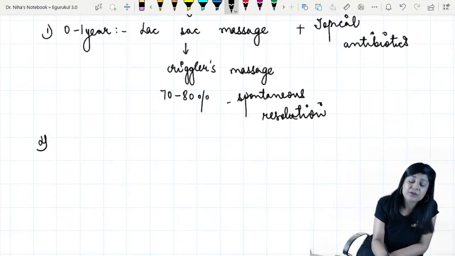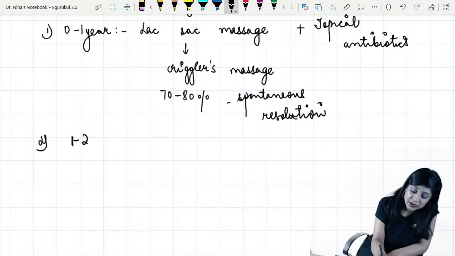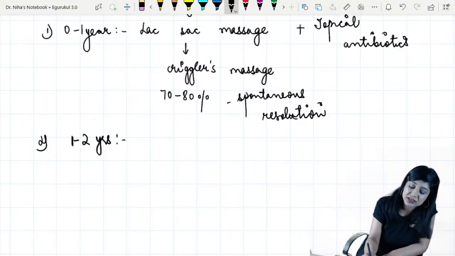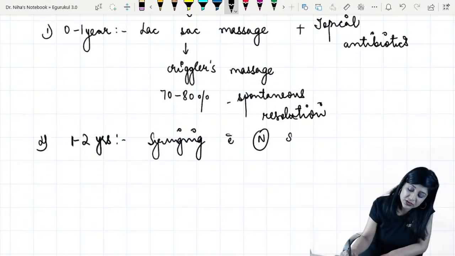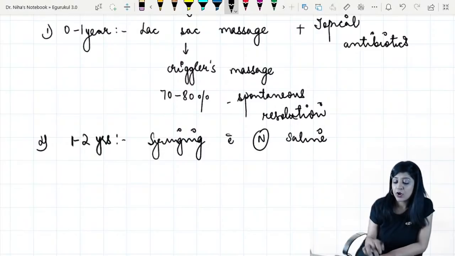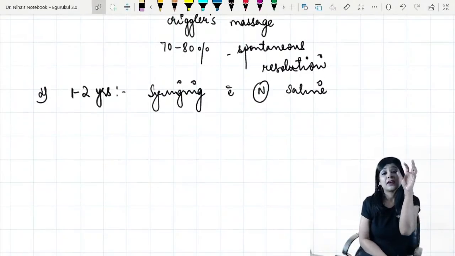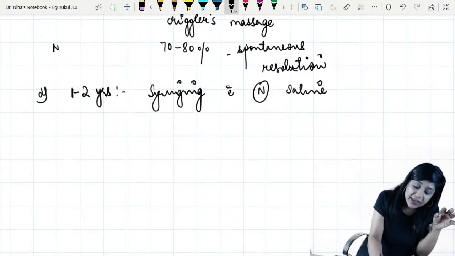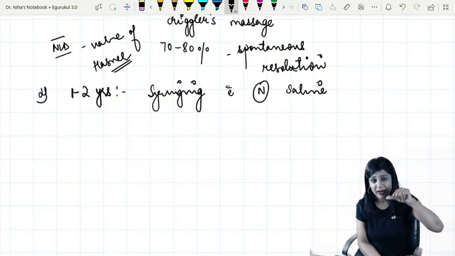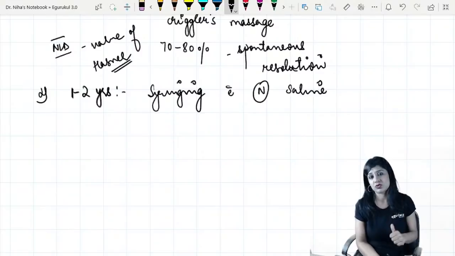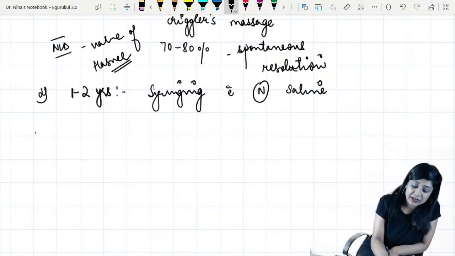Then second thing, if they are not improving, then between 1 to 2 years we can start with the syringing. Syringing we are doing with the normal saline. You know, the membranous occlusion of the NLD, that occlusion was done by the valve of Hasner. You try to open it with the help of the syringing.